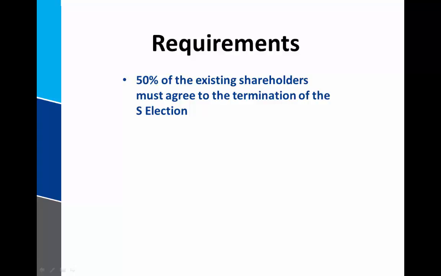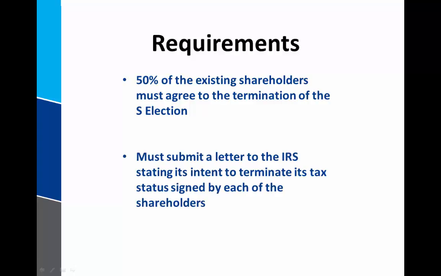The second thing is that the S corporation must submit a letter to the IRS stating its intent to terminate its tax status. The letter must include a statement of consent from each shareholder that agrees to the termination of the S corporation status. These statements should list each of the shareholders' name, their address, their tax identification number, like their social security number, and how much of the outstanding stock each one of them owns in order to make that 50% vote. And all of the shareholders who vote to terminate the S election must sign the letter.